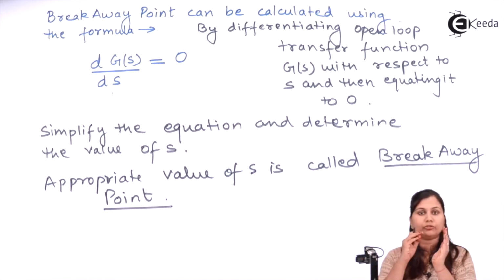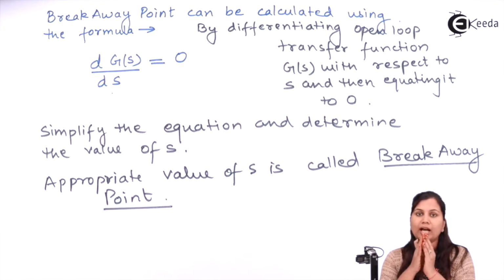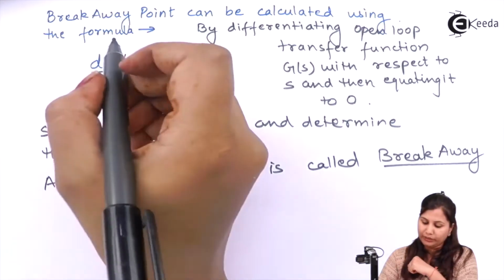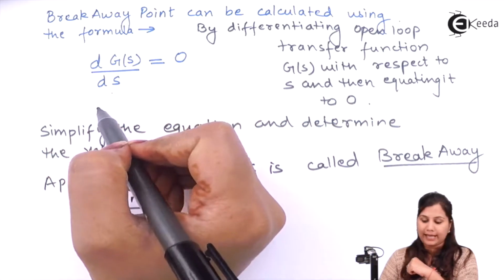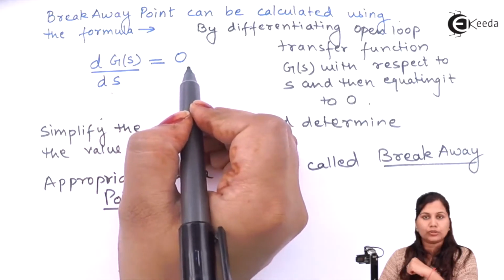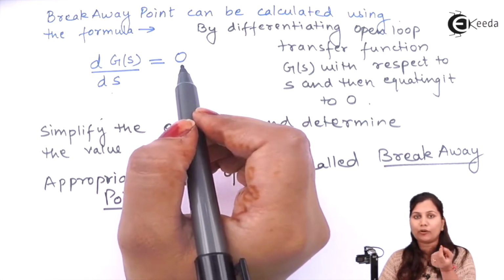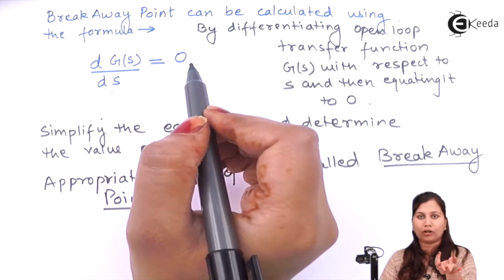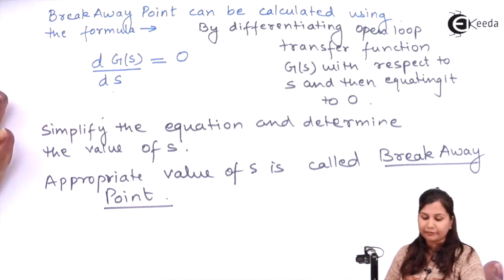Okay, so whenever you are obtaining two adjacent poles, the branches from these poles will coincide at a point, and that coincident point is called the breakaway point. How are you going to calculate it? You will differentiate the open loop transfer function with respect to s, and then equate that equation to 0. Simplify this equation to determine the value of s, and the value of s which you have got is the breakaway point. So this was our rule number 5. Now rule number 6.